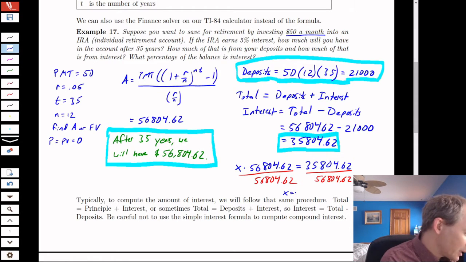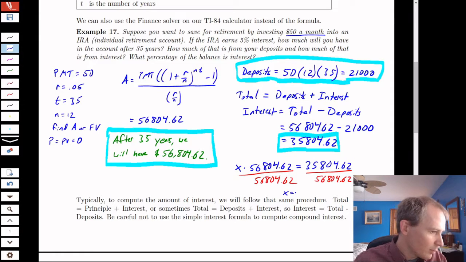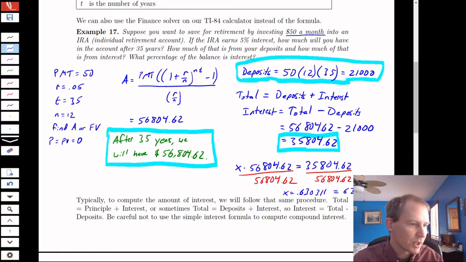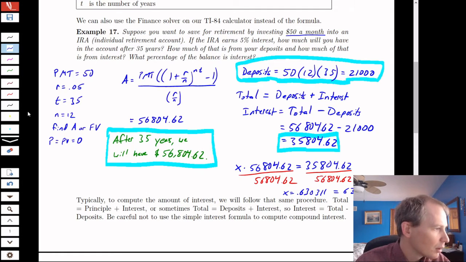Okay, so I'm just going to type this into my calculator, and I get 0.630311. Or we can round that to, well, I'll round to 63%, right? Even rounded to one decimal, it's 63%. Okay.